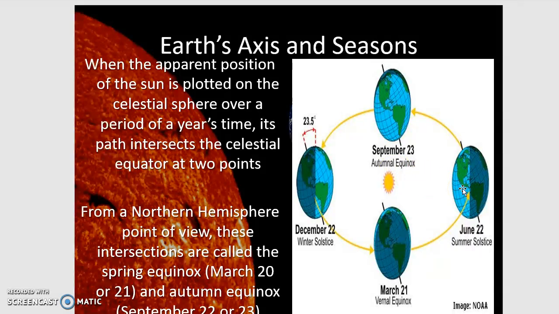Direct sunlight, more intense, warmer weather. If you look at December 22nd, the direct sunlight is hitting the southern hemisphere. So that would be the southern hemisphere summer, and the northern hemisphere is winter.